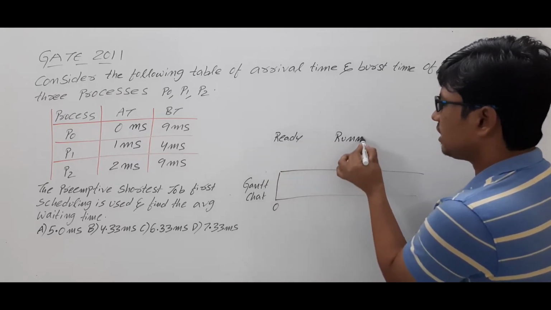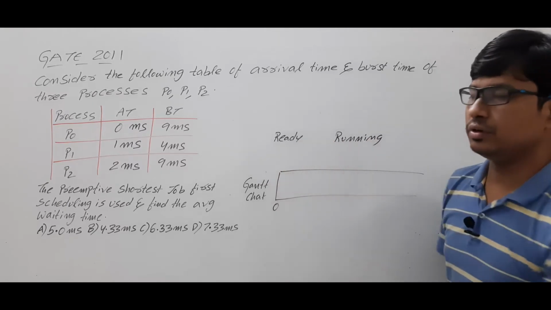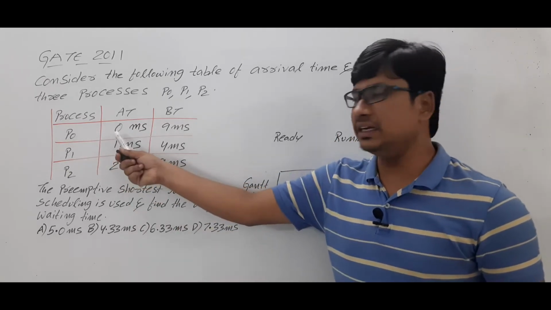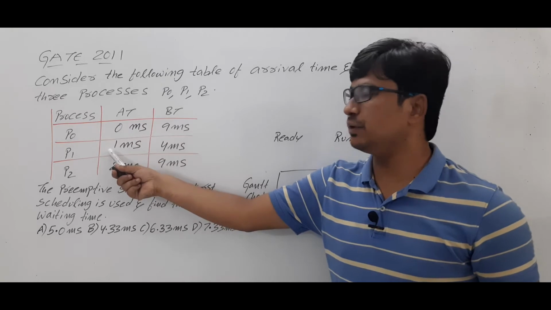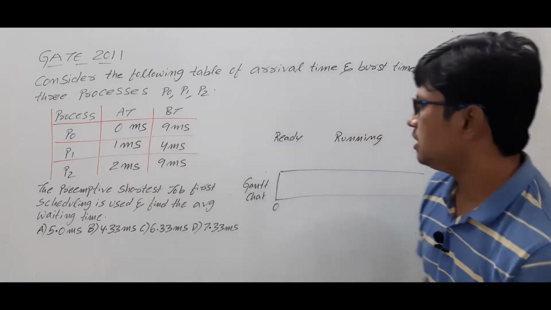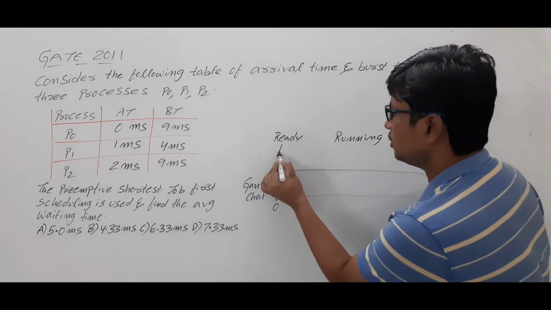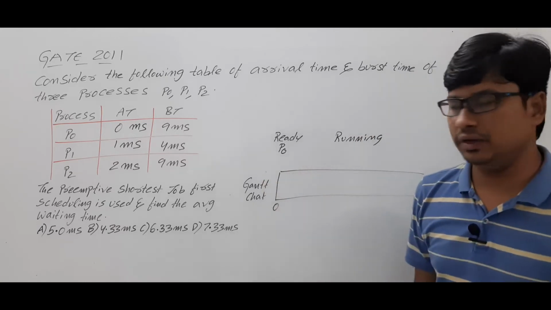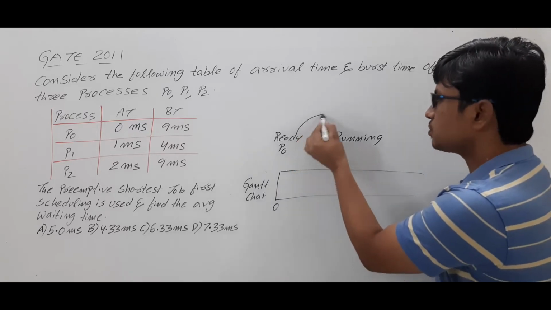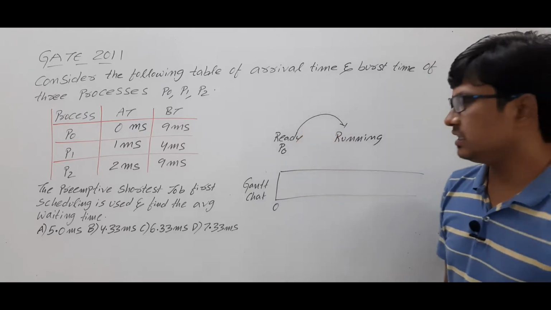Look at the arrival time of all the three processes. Process P0 has arrived at 0 milliseconds. Process P1 has arrived at 1 millisecond. Process P2 has arrived at 2 milliseconds. So at 0 milliseconds, only process P0 has arrived. If only one process has arrived, we will dispatch this process P0 to the running state.